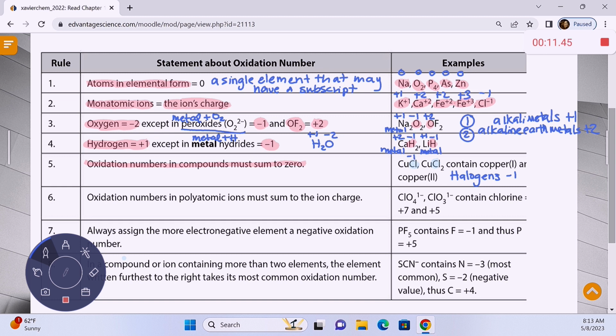So in CuCl, if chlorine's a -1, what would copper be? +1. In CuCl2, if I assign chlorine a -1, what would copper be? +2, because that's how you would add up to 0. Okay?